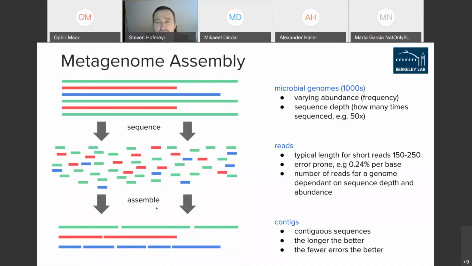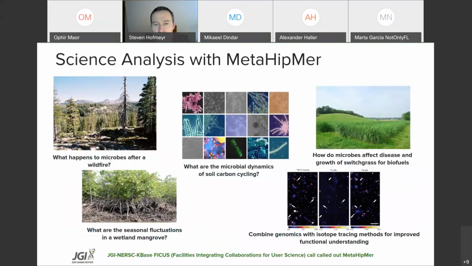I'll dive into more details about MultiAssembly later, but let me just tell you a little bit about the usefulness of meta-genome assembly. It's very helpful for science analysis of a number of different environments, and here's just a sampling. MultiAssembly is actually used currently by the Joint Genome Institute, which is a department at LBL, where they do a lot of large-scale sequencing and genome analysis.